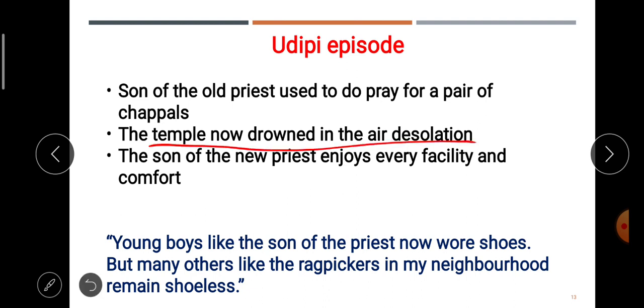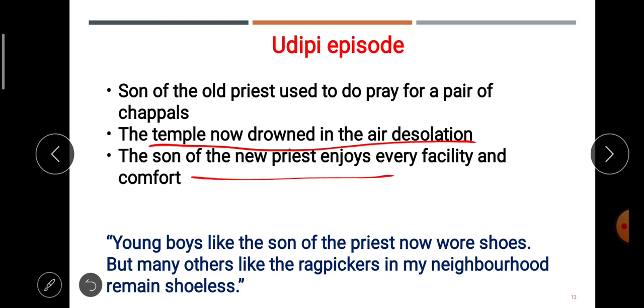But now Anis Jung says that that temple has drowned in the air of isolation, or you can say desolation. Means earlier it was very popular among the people. People used to go over there in great number and worship over there. But now people do not go in that great number. So it has drowned in the air of desolation. The temple has become an isolated place nowadays.